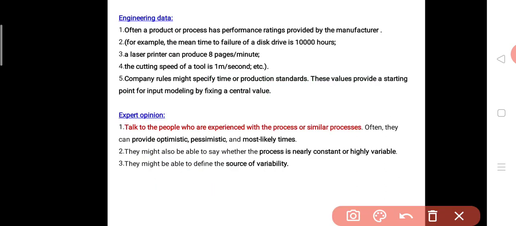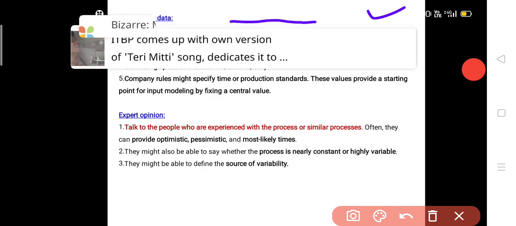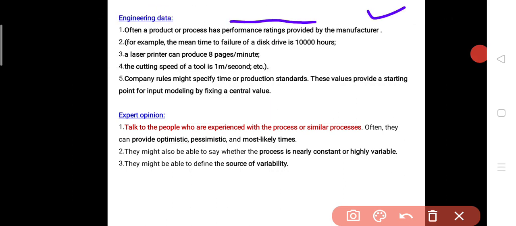Engineering data. Often a product or process has a performance rating provided by the manufacturer. For example, the mean time to failure of a disk drive is 1000 hours. Let us consider another example: a laser printer can produce 8 pages per minute. The cutting speed of the tool is 1 meter per second. Such data is called engineering data.